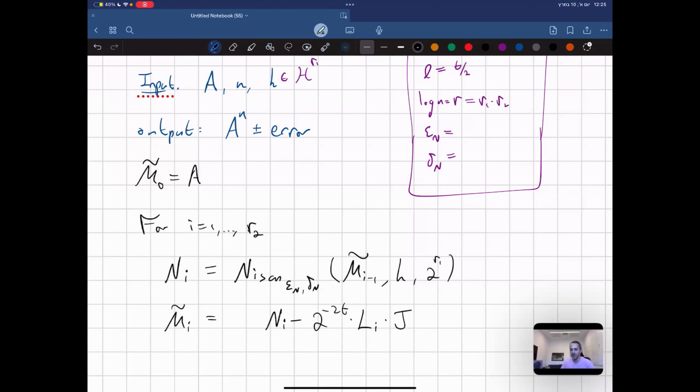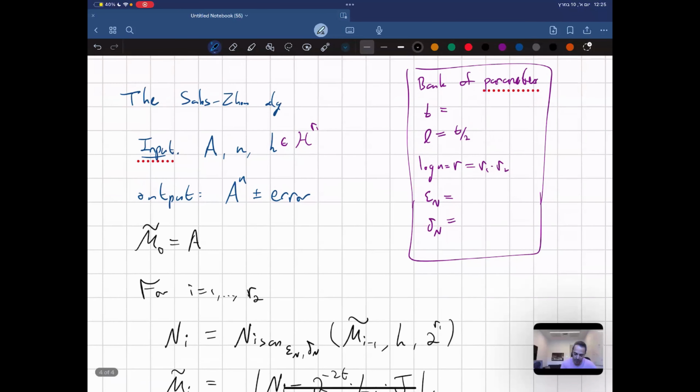So J is the all ones matrix, just doing the same. I'm doing the same shift for all entries of the matrix, with the same li, and I'm going to truncate to t bits. These li's are actually the randomness of the Saks-Zhou algorithm. So that is a randomized algorithm.